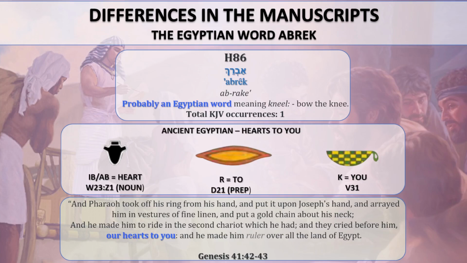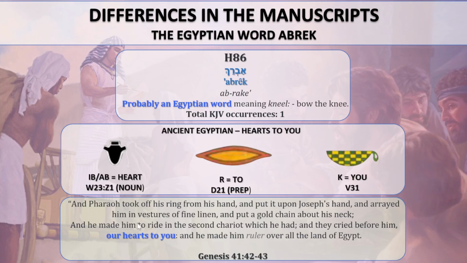And I think they used to put the hearts in pots, like the organs would go into pots or something like this. I think that's why you have a pot here. I could be wrong on that, but I'm pretty sure that's why it's a pot. And then we have R, which means to. It's a preposition, to. And then we have the K, which means you. So together, abrek means, in ancient Egyptian, our hearts to you.